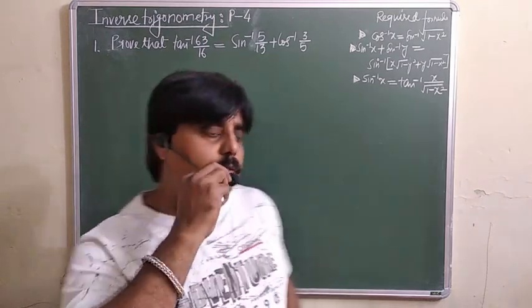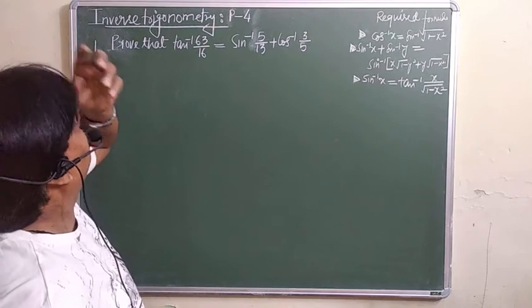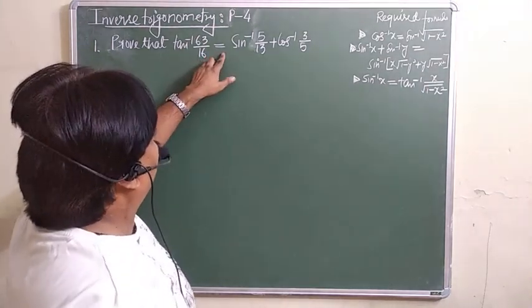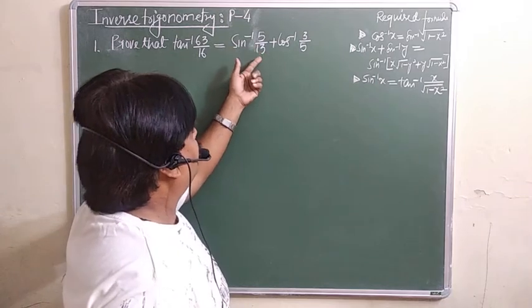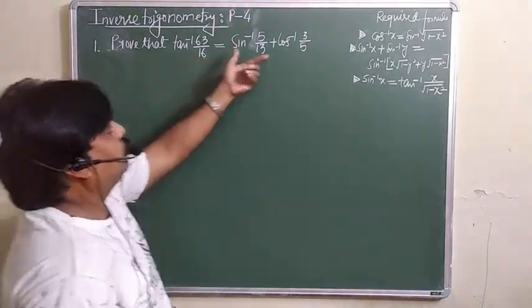Hello everybody. See the question. Question is: prove that tan inverse 63 over 16 is equal to sin inverse 5 over 13 plus cos inverse 3 over 5. We want to prove this is equal to this one.